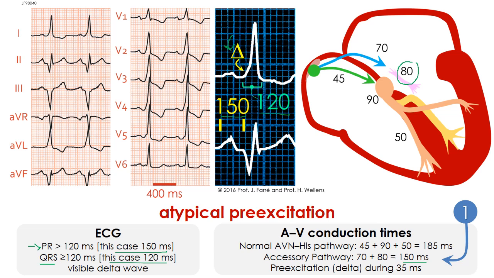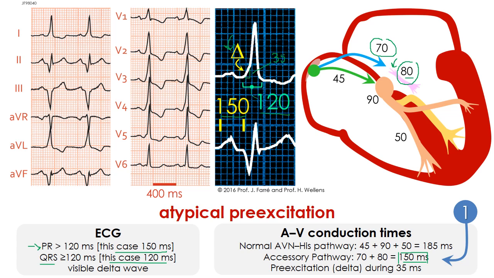We have postulated 80 milliseconds through this accessory pathway and 70 more milliseconds to arrive from the sinus node to the atrial insertion of the accessory pathway, making a total of 150 milliseconds. Note that the delta wave in this example is a little bit less than 40 milliseconds. Most likely it is around 35 milliseconds.